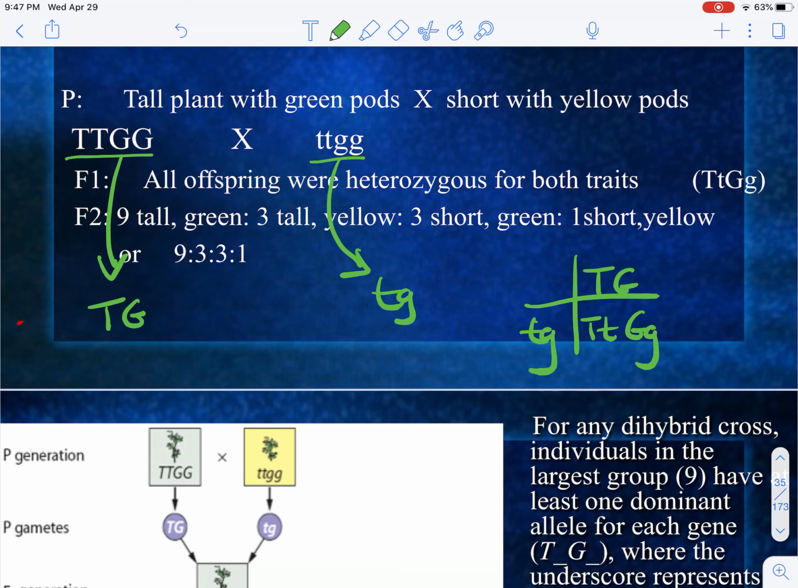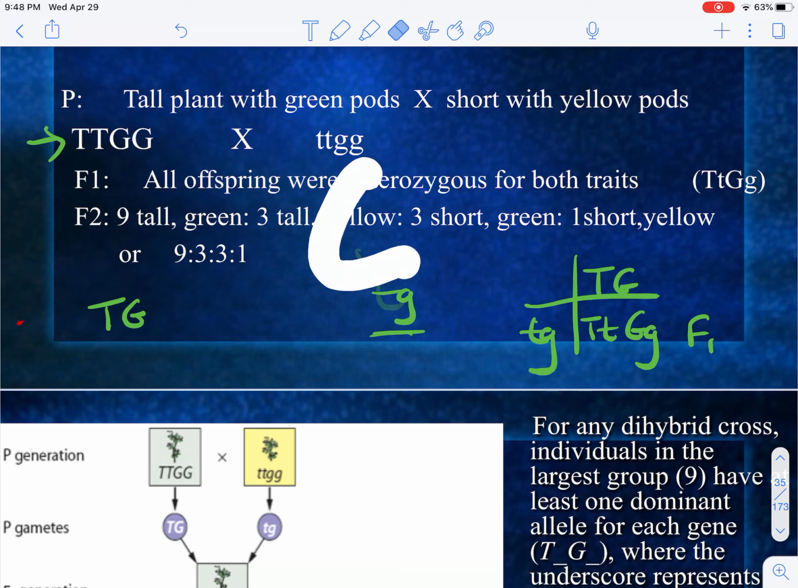So if you were to do that kind of a simple Punnett square, you could see that all the babies of this cross would be heterozygous 100%. It's a pretty easy cross to do because there's only one possible gamete for each one, and that would be our F1, first set of kids for these parents right here.